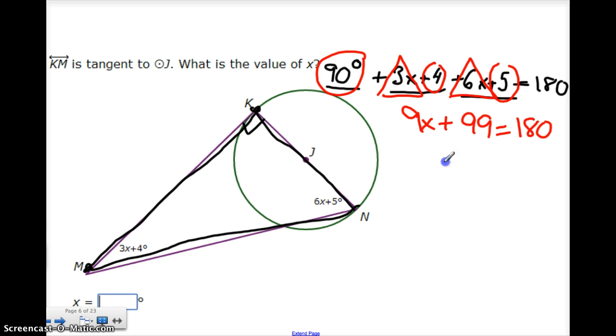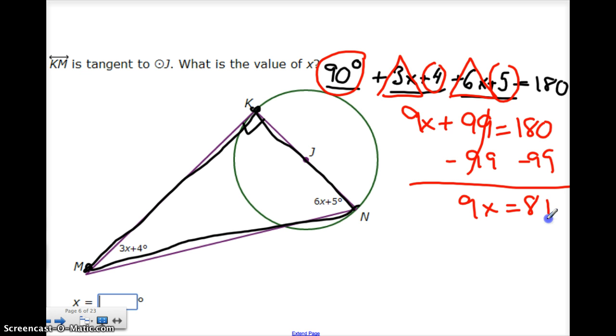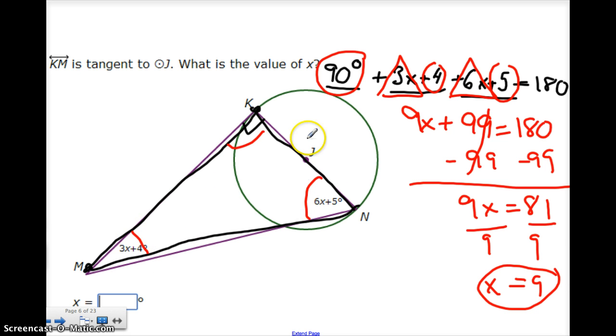The next step is to solve this, so what I'm going to do is to subtract 99 from both sides. Subtracting 99, these cancel, and I get 9x is equal to 81. Final step, divide by 9, and x is equal to 9. And that's all you got to do. So just remember, you just got to set up your equation. You have three angles, 1, 2, and 3. Since they're inside a triangle, we know they add up to 180, so you set up your equation and solve it. That's all you got to do.